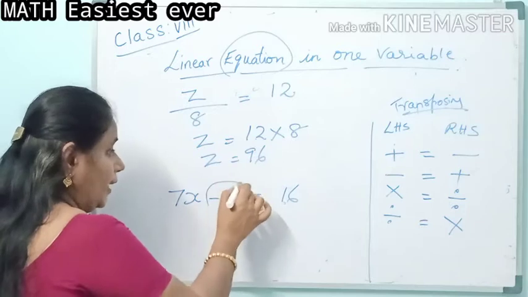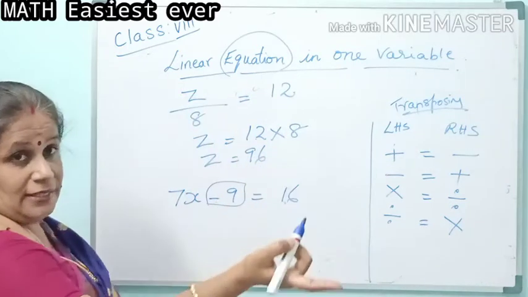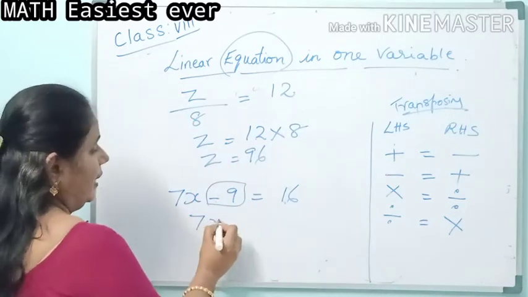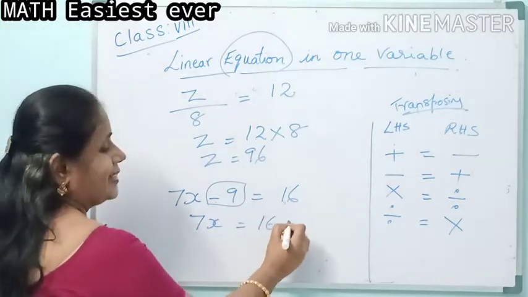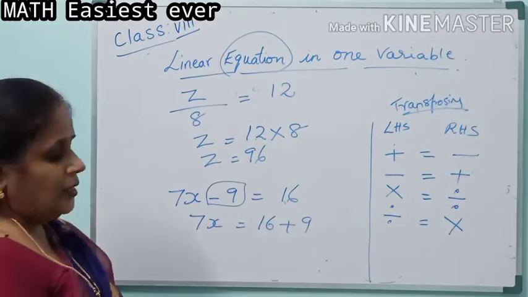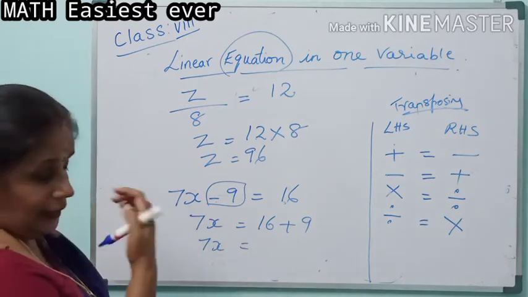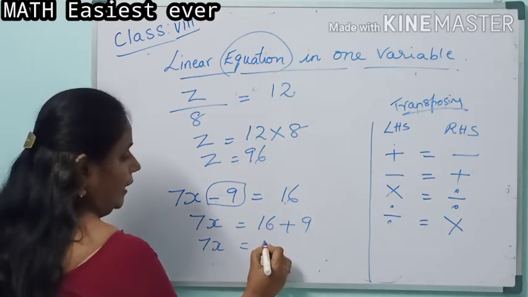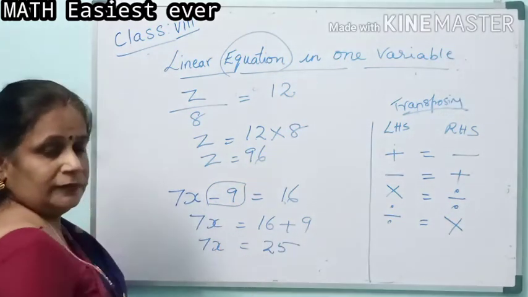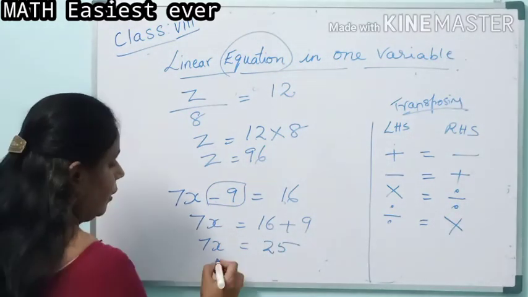First I have to take this minus 9 to that side. So what it will become? 7x is equal to 16 plus 9. Okay. So what is 7x? 7x is equal to, what is 16 plus 9? It is 25. Isn't it? So what is your x here?